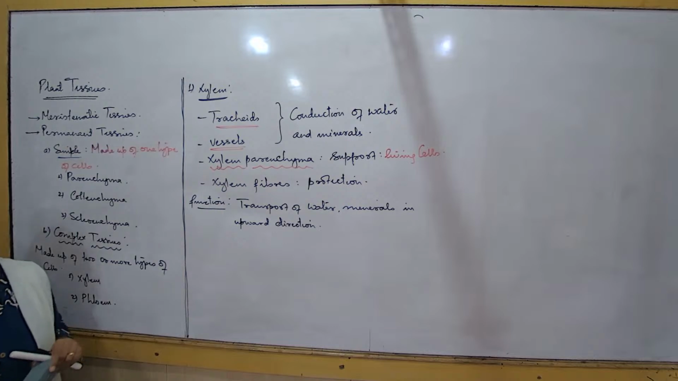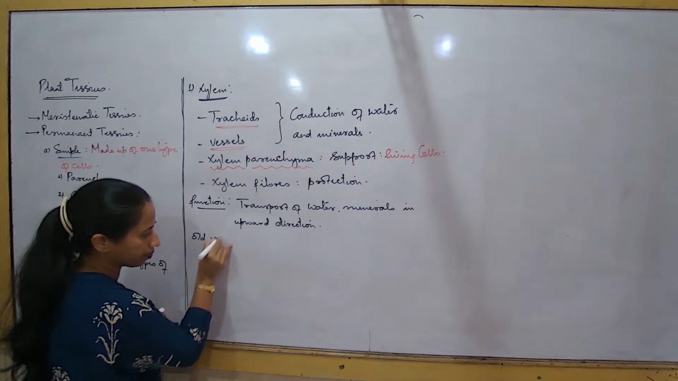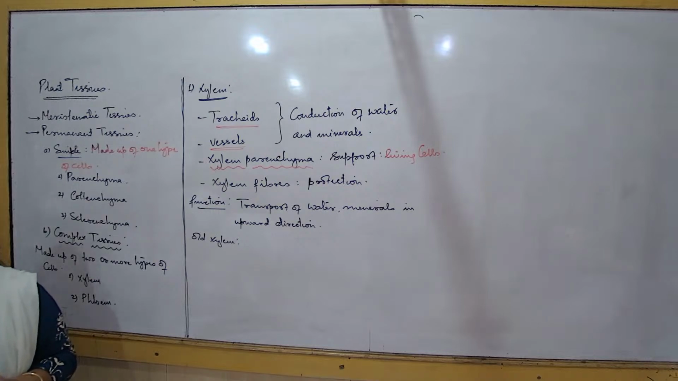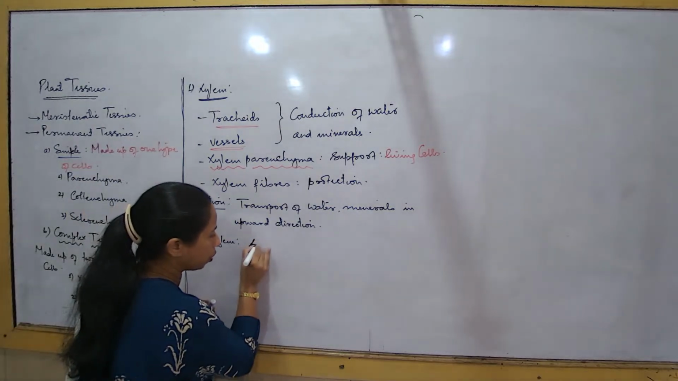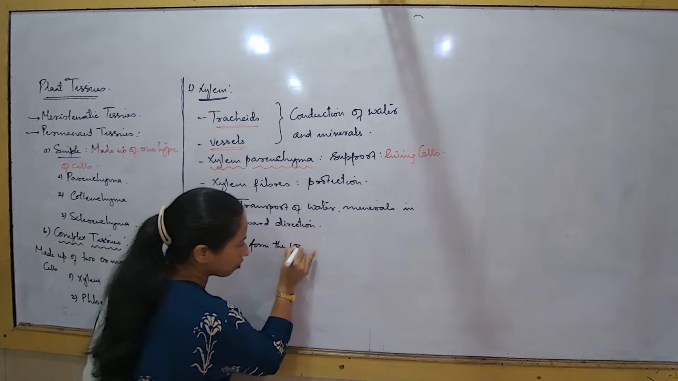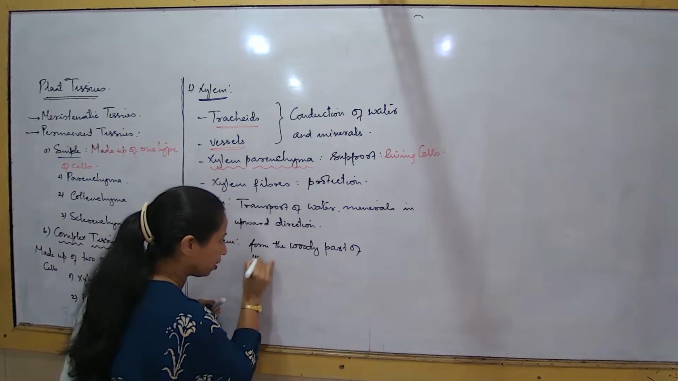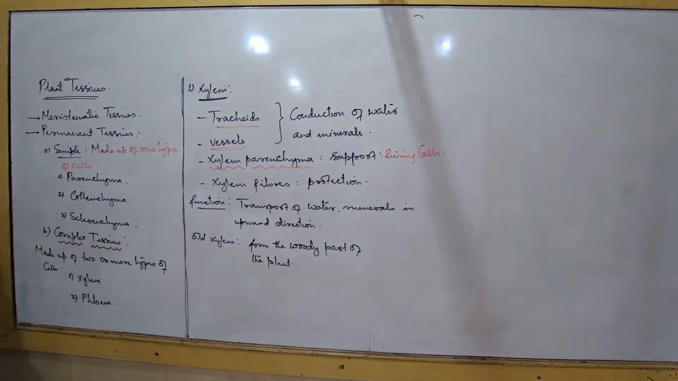Now that we are talking about the basic function of the xylem, what happens when these xylem cells become old? Are they still involved in the conduction of water and minerals? No. Now they are not involved in the conduction of water and minerals; they form the woody part of the plant. So that is what we understand. And the xylem fibers protect them. Xylem fibers are protecting the entire xylem tube of cells.